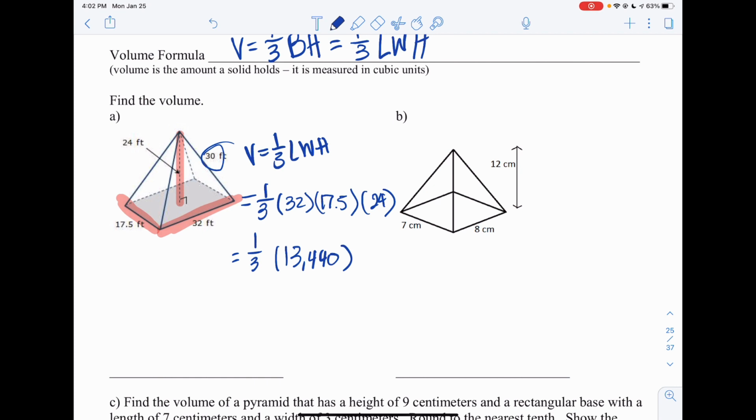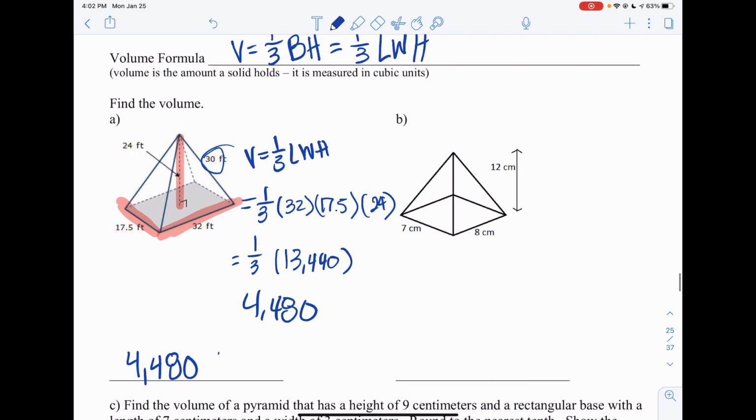And when you multiply 1/3 times 13,440, your answer is going to be 4,480. Okay, now this is not my final answer, because remember, you have to have a label to it, okay? So my final answer is going to be 4,480 cubic feet.